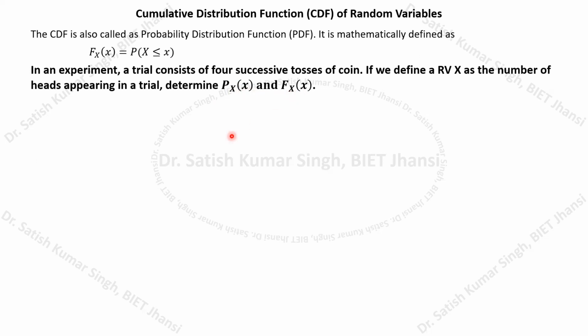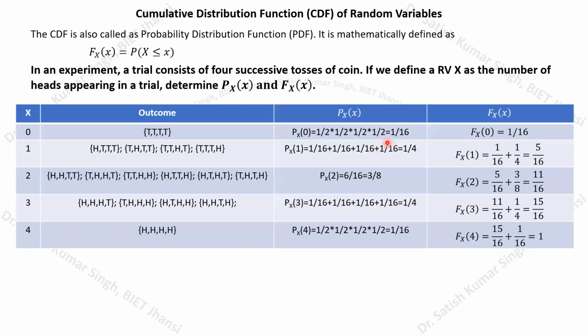So try to understand that there is a single coin and we are trying to toss it 4 times successively, and then we are saying, what will be the outputs? There will be 2 possible outcomes. One is head and another one is tail. So we have to denote the number of heads appearing in the trial in the random variable X. Here you can see this table.